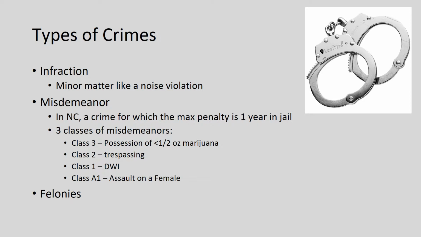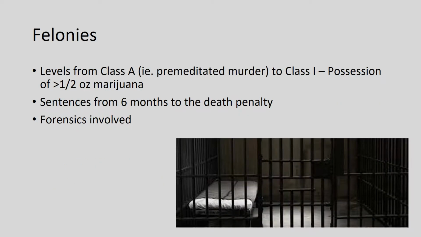All right, and then felonies. Let's look at felonies. They go from a class A, which is premeditated murder, to class I, which is possession of greater than 1/2 an ounce of marijuana, which is considered possession of marijuana with the intent to distribute. All right, the sentences range from 6 months to the death penalty, and forensics is involved primarily in felonies.